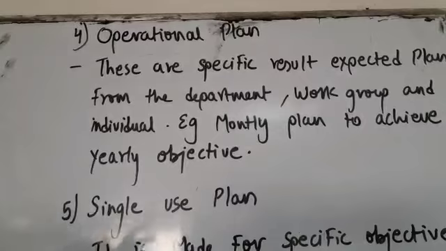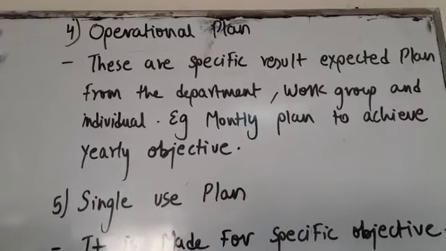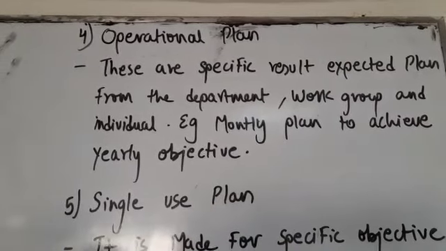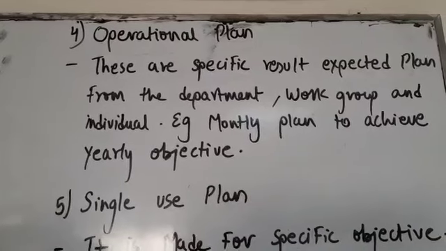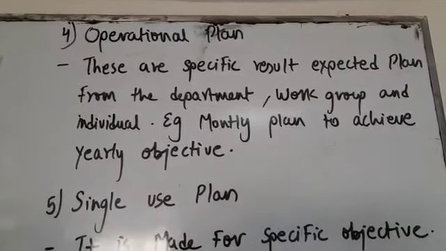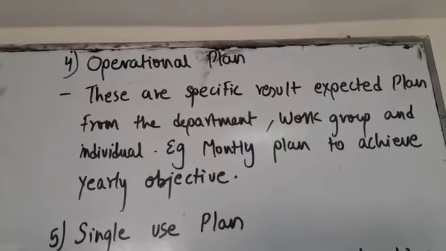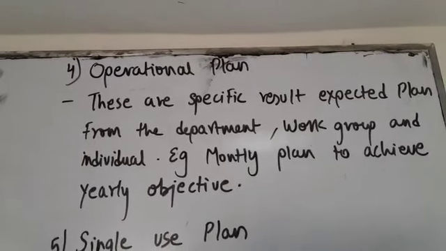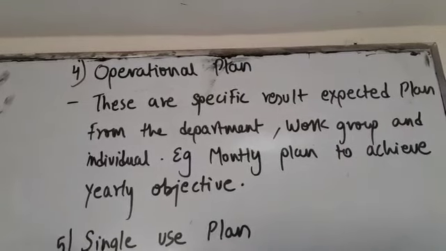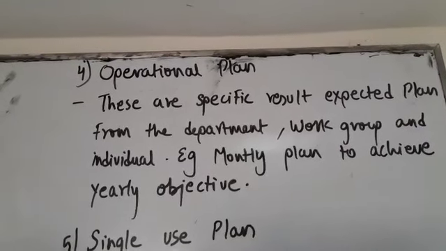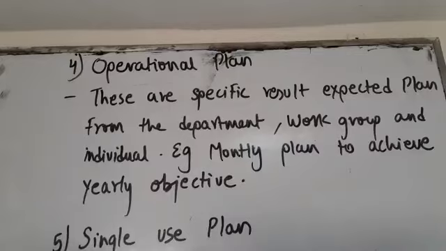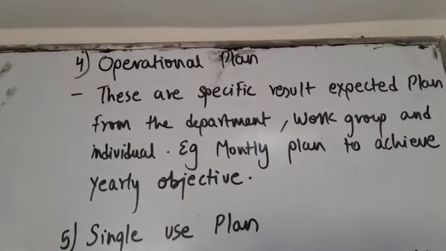Suppose in the end we want to sell 12 units in the year. Then 1 unit should be sold every month. So after a month we see whether 1 unit is sold or not, and by selling one unit for 12 months, what have we achieved? We have achieved selling of 12 units in the whole year.